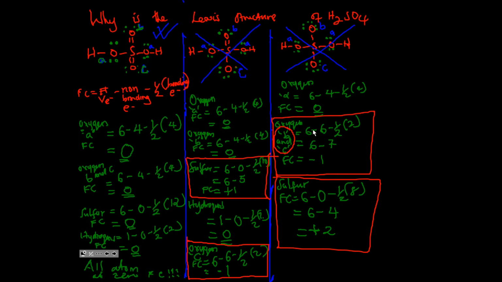Same thing with this, you have oxygen B and C having formal charges of -1 and sulfur having a formal charge of +2. That makes this structure wrong. So the right Lewis structure of sulfuric acid is this. I hope that explains why the Lewis structure of sulfuric acid is this and not this one as initially found in the first slide.